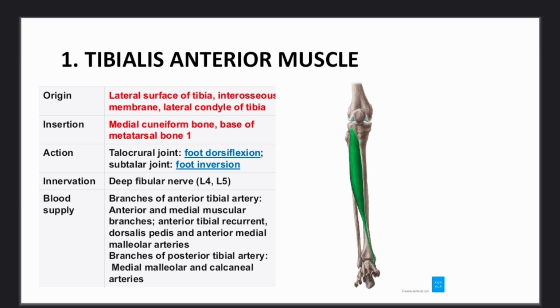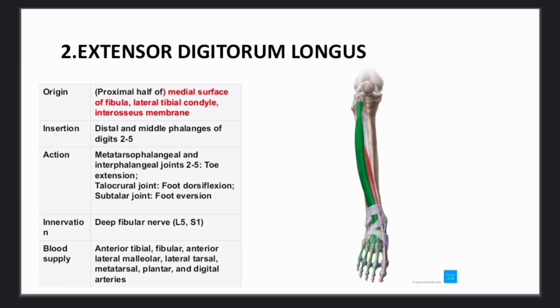It's also known as deep peroneal nerve. So blood supply, it receives branches of the anterior tibial artery. So tibialis anterior is the main muscle responsible for lifting the foot during walking and helps prevent the toes from dragging on the ground. Okay. Second muscle is extensor digitorum longus.